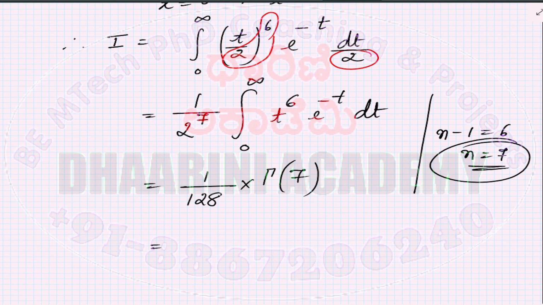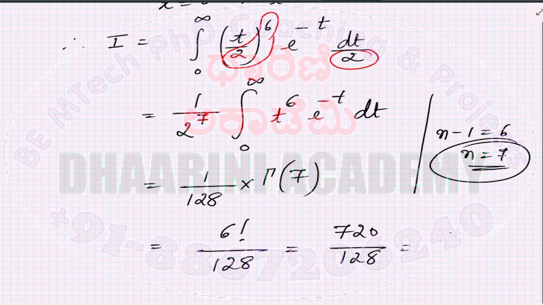So this is equal to gamma 7, how much? Gamma n, if n is an integer, you remember this has to be (n minus 1) factorial. N minus 1 is how much? 6 factorial, divided by 128. So if you calculate the 6 factorial, that is 720 by 128. Upon simplification, this reduces to 45 by 8. That is the required answer.